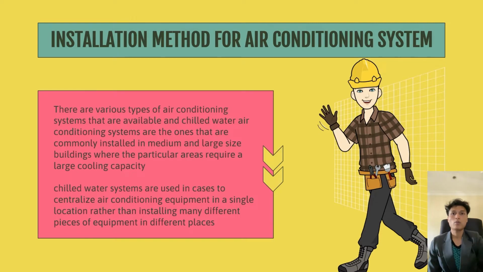However, more and more homes are also using this particular system to air condition their entire house now due to its cost effectiveness as well as zero hazard of having refrigerant pipes all over the house. The reason for this selection is that chilled water systems are used in cases to centralize air conditioning equipment in a single location rather than installing many different pieces of equipment in different places. This way, the maintenance for the units can be greatly simplified.